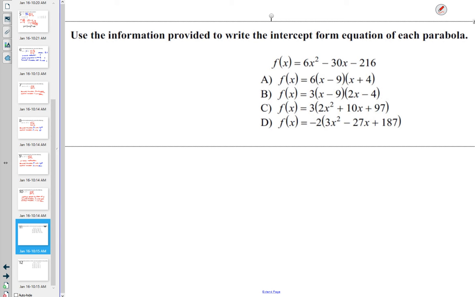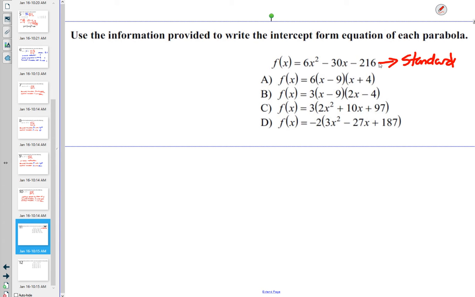But let's go from standard to write the intercept form. So what form is this in originally? I know it's hard to see a little bit. Standard. So we want to go from standard to intercept. What do we need to do? What skill do we need to possess in order to do that? We need to factor.